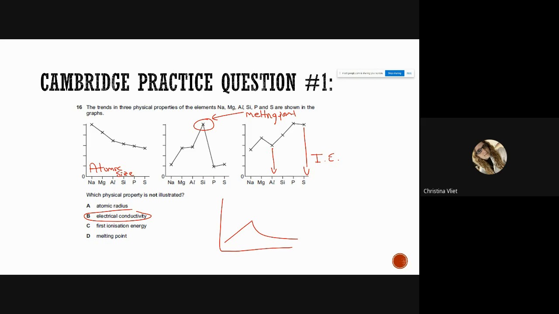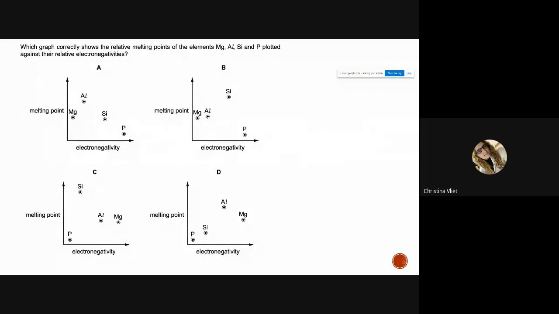Shortly. Very shortly. We're almost done. The last part of class. All right. Try this one. This is a common type of paper 1 question. This is the last question of the lesson, so we're actually doing a Gimkit after this. So last question of the lesson. Which graph correctly shows the relative melting points plotted against their relative electronegativities? I'm going to let you think about it.